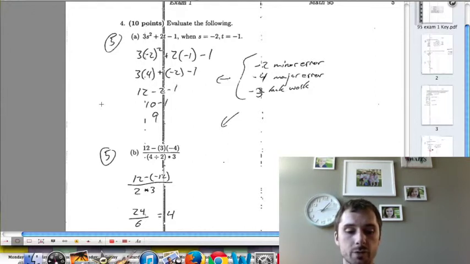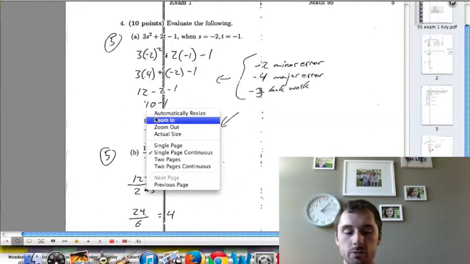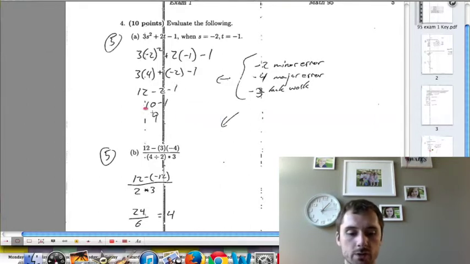So now I have 3 times positive 4 plus 2 times negative 1, which is negative 2, minus 1. So now I have 3 times 4, which is 12, minus 2, minus 1, which is, now I can move simply left to right. 12 minus 2 is 10, and then I have the minus 1, so that gets me to 9.